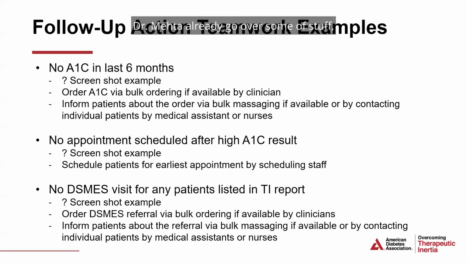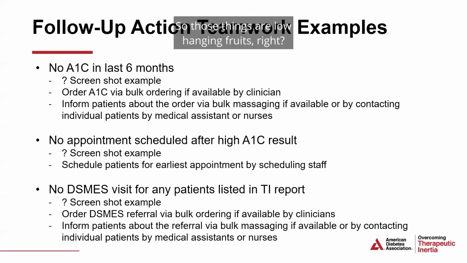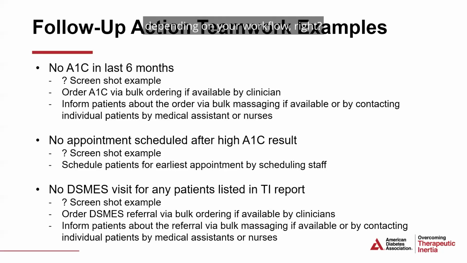Mehta already went over some of the stuff, so I'm not going to go deep into each one. Those things are low-hanging fruits, right? You saw that there are like 100 patients in my clinic who have diabetes, and 20 of them don't have an A1C in the last 6 months, so get an A1C.